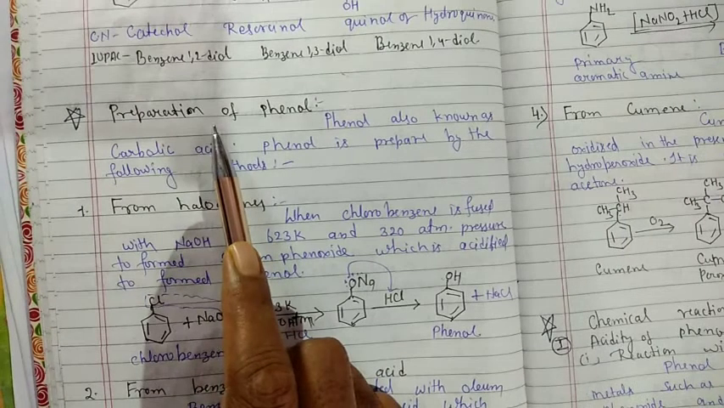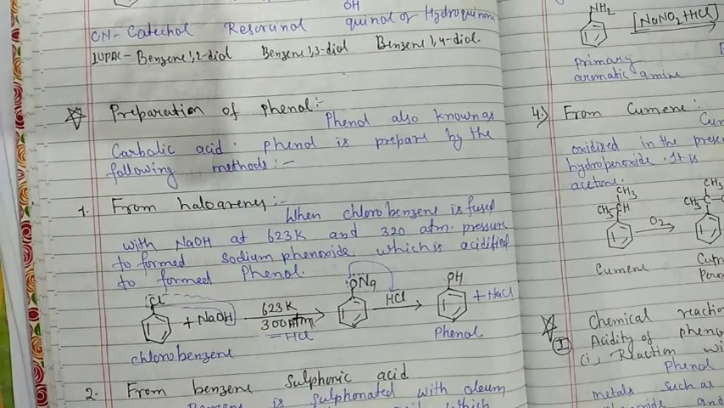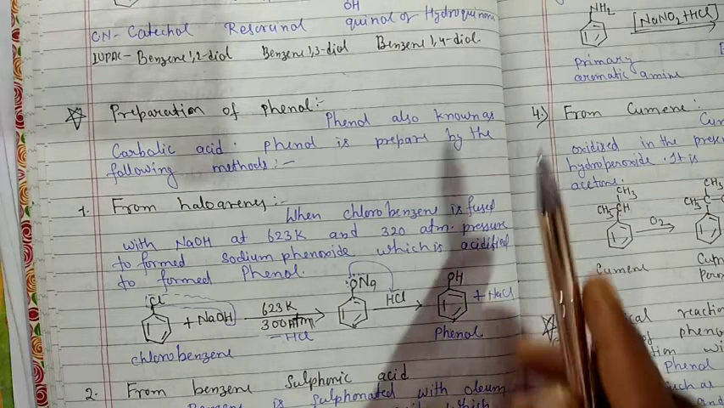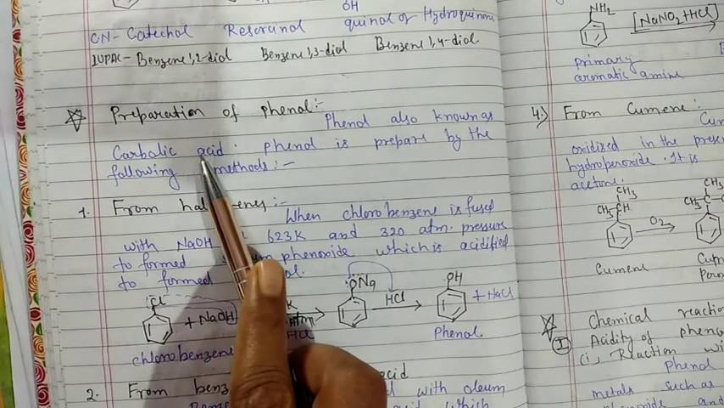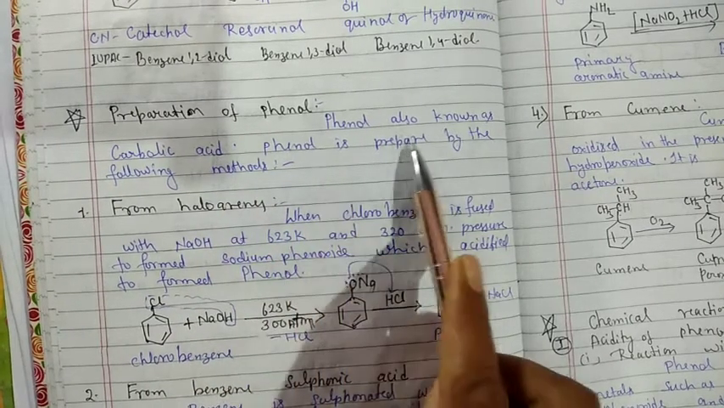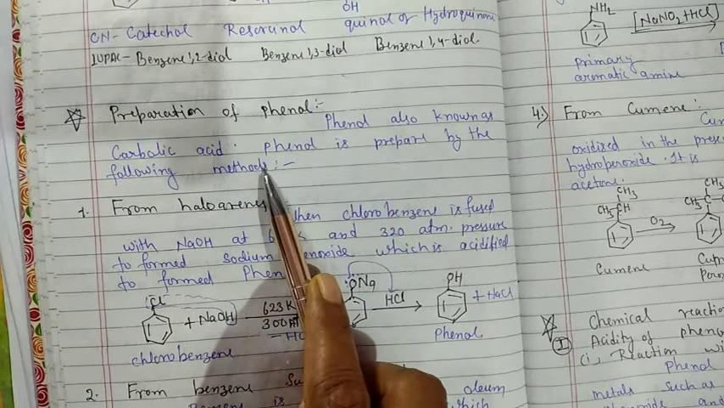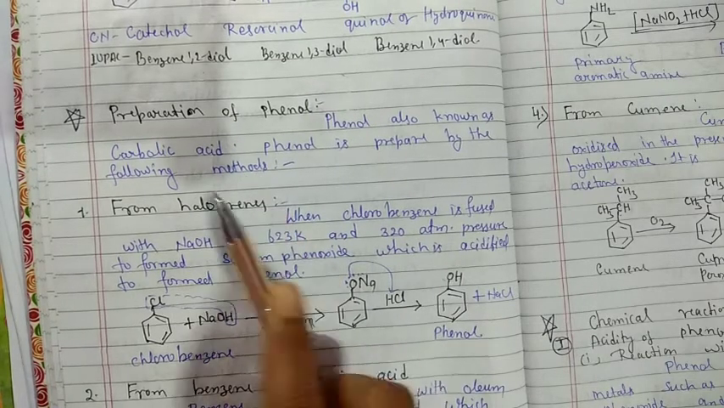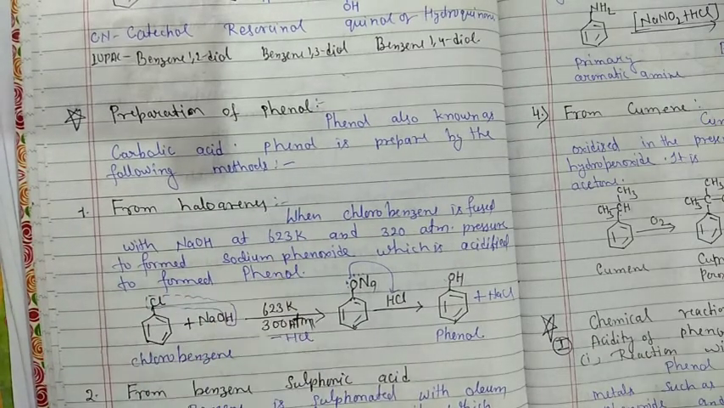Then we discuss the preparation of phenol. How to prepare phenol, dear students? Phenol is known as carbolic acid. Okay, which type of acid? Carbolic acid. Phenol is prepared by the following methods. The most important method is from haloarenes.